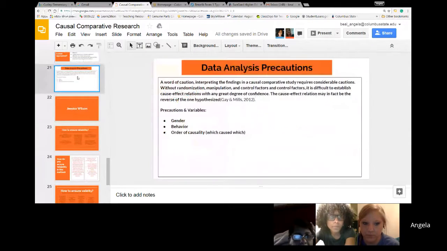In the end, you must also pay attention to data analysis precautions. A word of caution: interpreting the findings in a causal comparative study requires considerable caution. Without randomization, manipulation, and control factors, it is difficult to establish cause and effect relations with any great degree of confidence. The cause-effect relation may in fact be the reverse of the one that was hypothesized. Certain precautions and variables you have to look out for are gender, behavior, and also order of causality, which means what caused it.